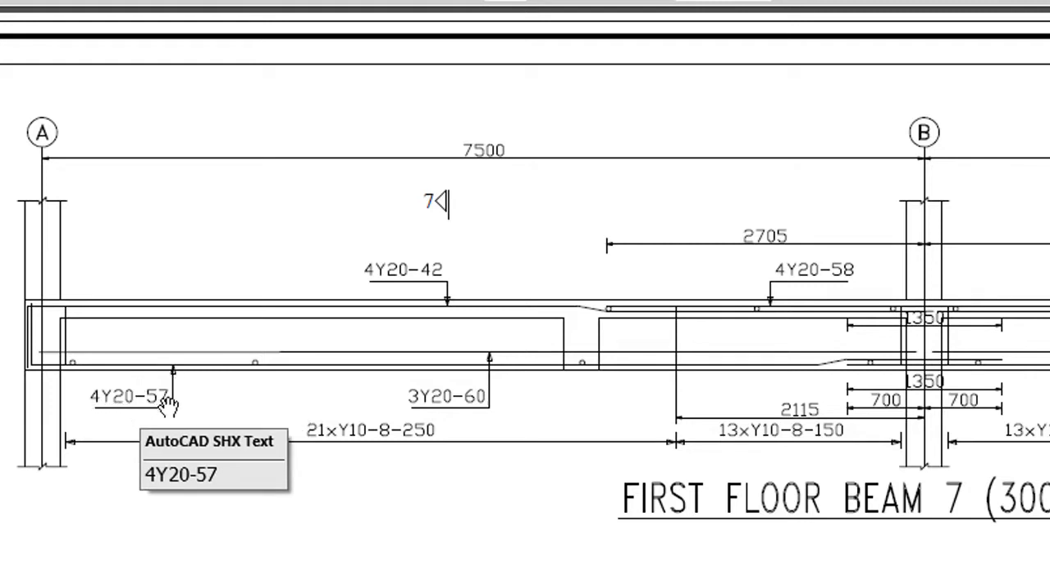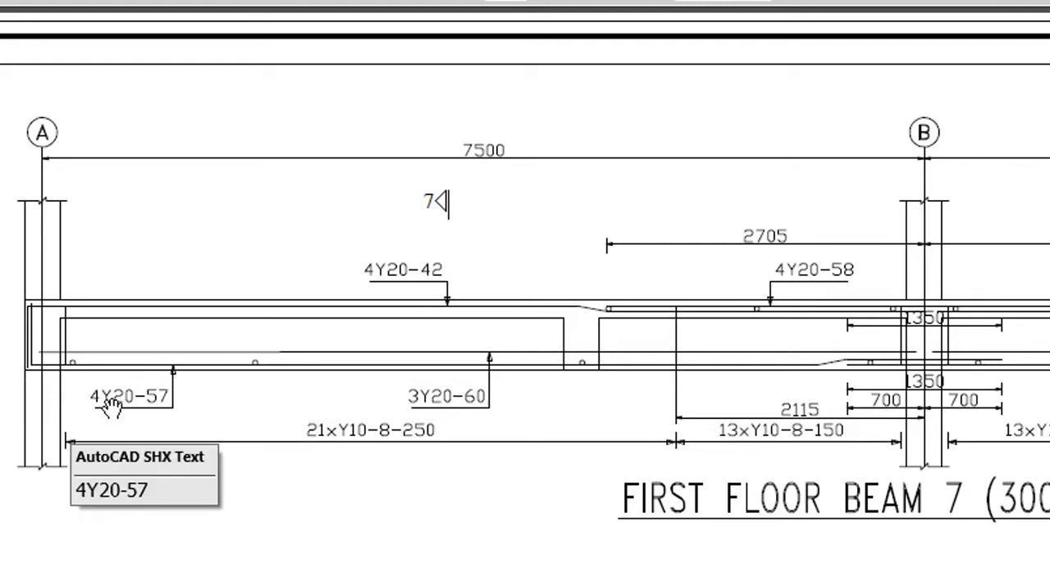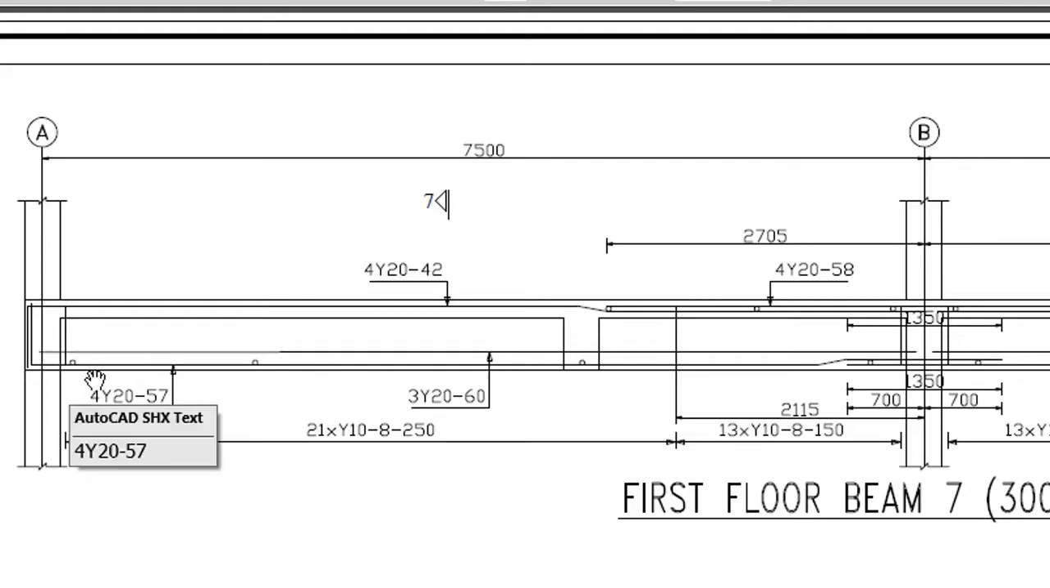4Y20 57 means 4 numbers, 20 mm, bar mark 57. That is the shape. You understand? So it is running from where? You can see it has a bob length to the top, a bob length going up. The bar is running like this. You can see it's running like this.